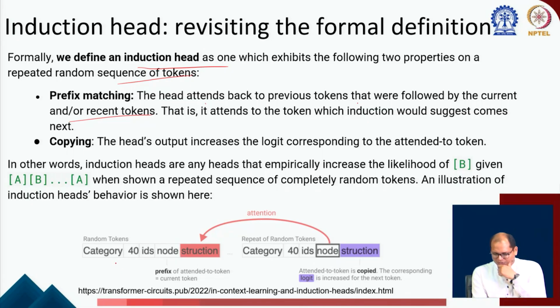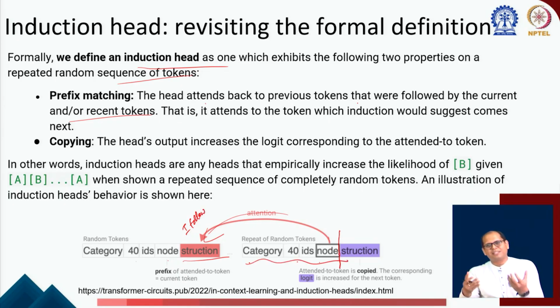The head attends back to the previous tokens that were followed by the current token, right? Like here, suppose these were tokens in a sequence, and you are here at the same token. You have to predict the next token. So what will this token do? It will directly find out which token has in itself the information that "I follow" this token, or the previous things that I have seen, whatever is the context.